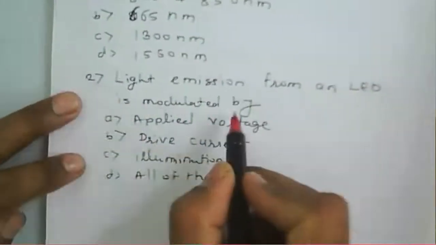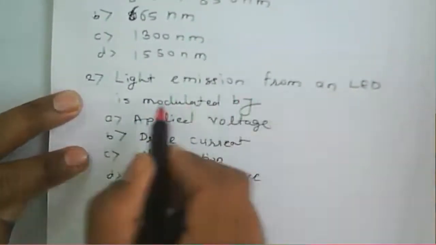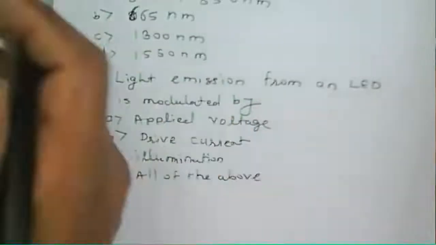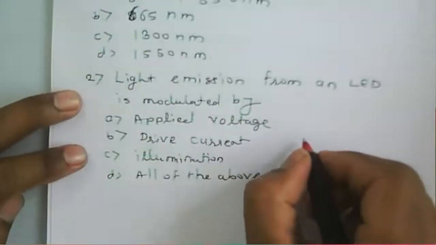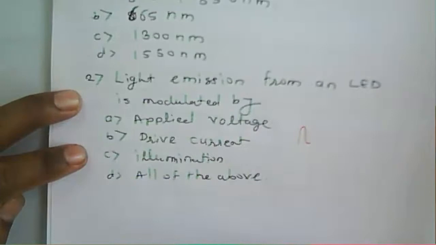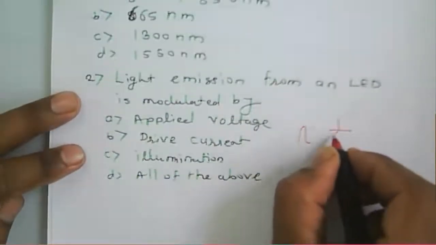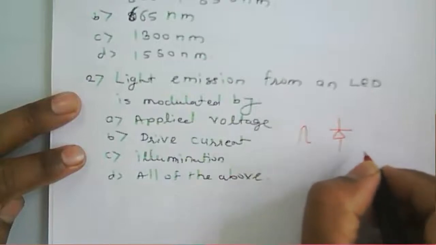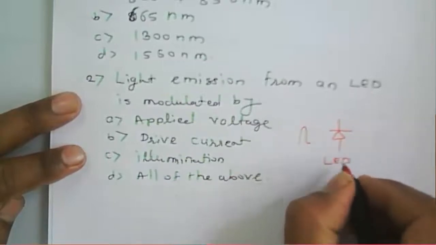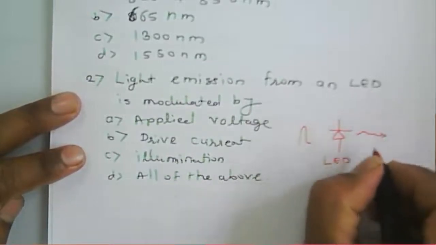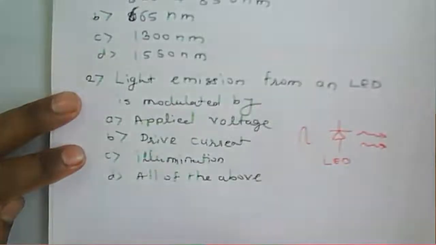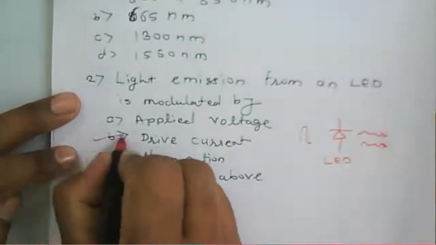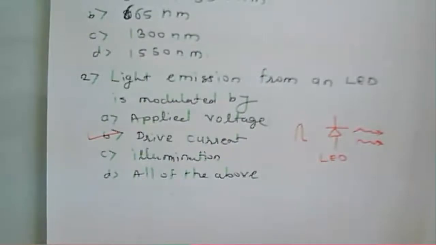Now if you consider the second, light emission from an LED is modulated by, just slightly we say that whichever current pulses are there, that will be given to the light emitting diode, and then it will generate the photon of the energy. So that's why it depends upon the drive current.